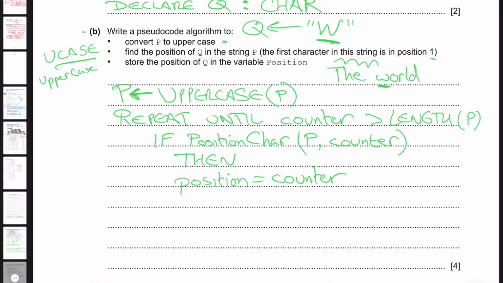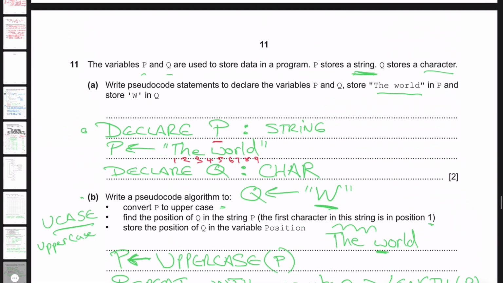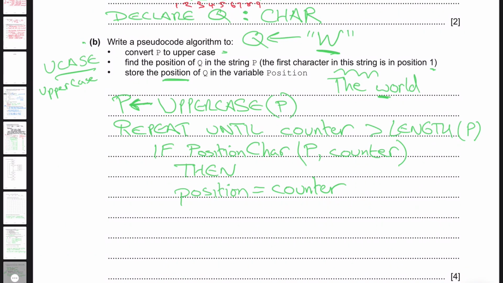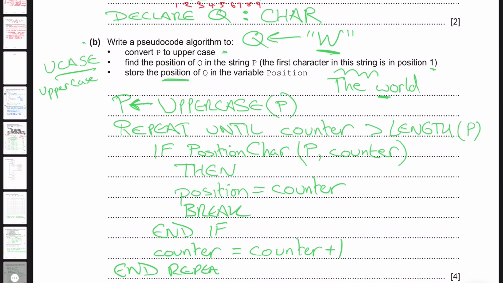So I think I've got position. Position equals counter, and then I would stop. So I'm going to put a break in there, and I would end the if. But if it doesn't match, it's going to loop around again, and I'm going to put counter equals counter plus 1, and then end repeat. So we're going to repeat until the counter is greater than the length of P, and then check if the current position matches the value stored in Q, which is W.